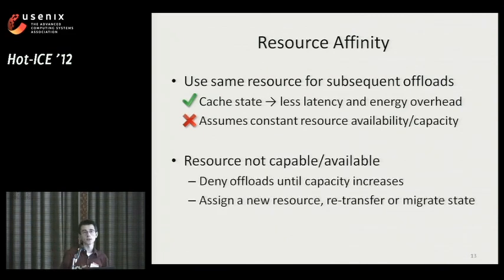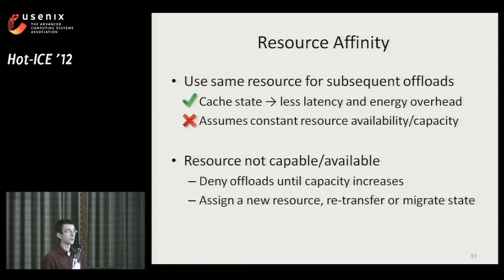And so when a resource isn't capable of handling a subsequent offload, or when it's no longer available, we have a couple different options of how to proceed. One is that we could deny offloads from the mobile device until the capacity of that compute resource increases. So if a user comes back and starts using their desktop, we could say, all right, don't offload here until the user leaves again.